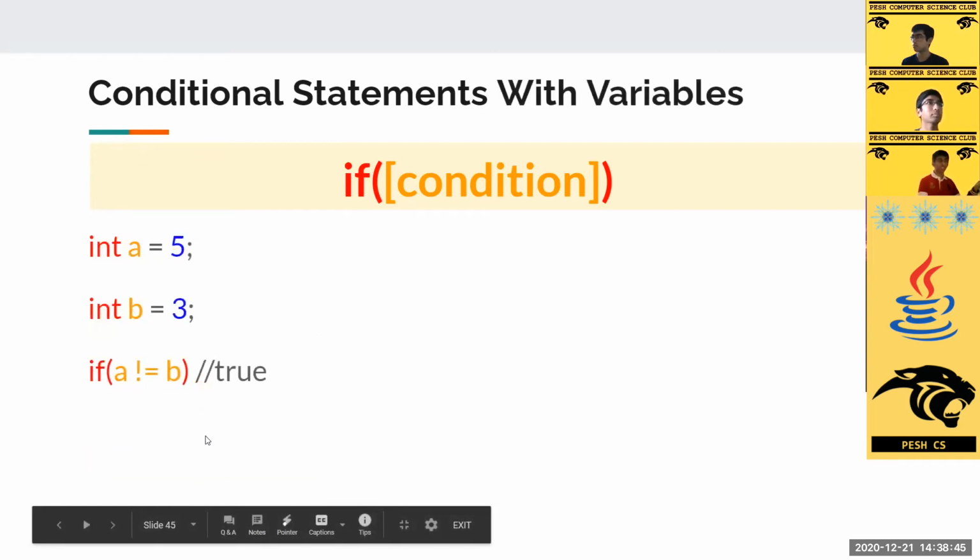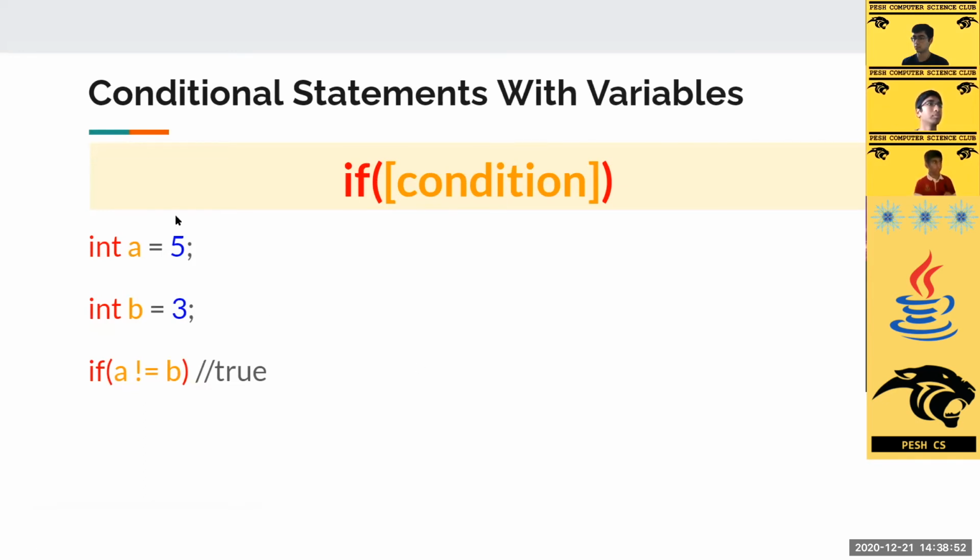Just like how you can use operators with variables, you can do the same thing with conditional statements. You can create numerical variables here. We have int a equal to 5, and int b equal to 3. These are two different variables. Using our if statement, we can compare the two variables. If a is not equal to b, is 5 the same thing as 3? No. So therefore, this is true.